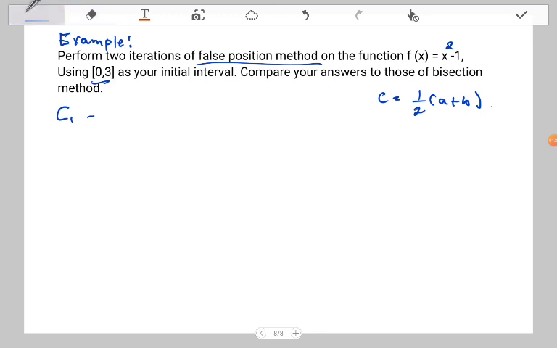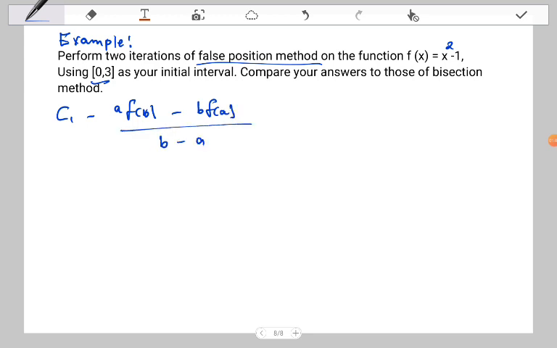Here we derived our formula, which is C equals A f of B minus B f of A, divided by f of B minus f of A. The reason we're using this method is because it's faster compared to the bisection method. Bisection is easier, but slow. So we're trying to use the faster method, which is this one.